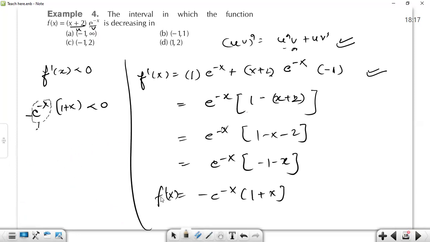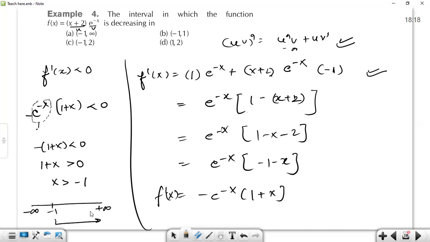So for this particular term to be negative, minus 1 plus x should be negative. Now, on multiplying by minus on both sides, the inequality will be reversed. Then further simplifying it, x should be more than minus 1. So on the number line, this is minus 1, this is plus infinity, this is minus infinity. So more than minus 1 would be this: minus 1 excluded, to plus infinity, and infinity is also excluded. So option A is correct.